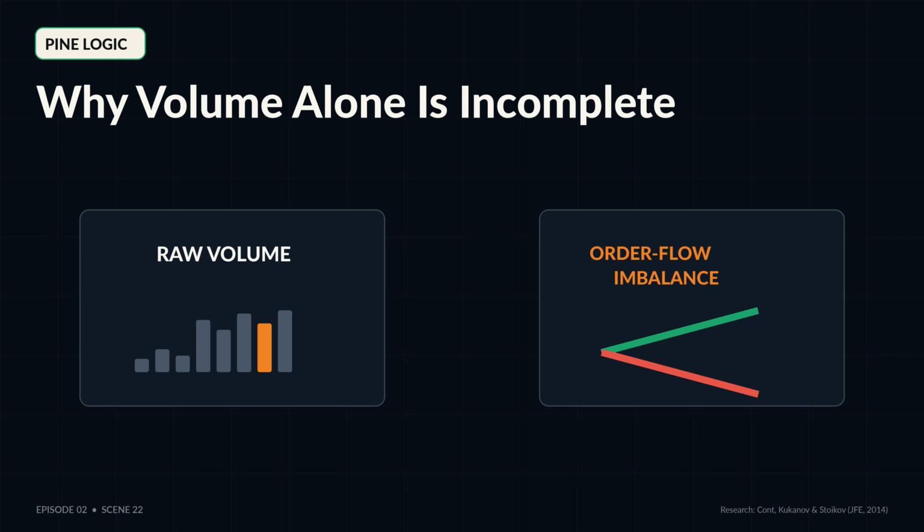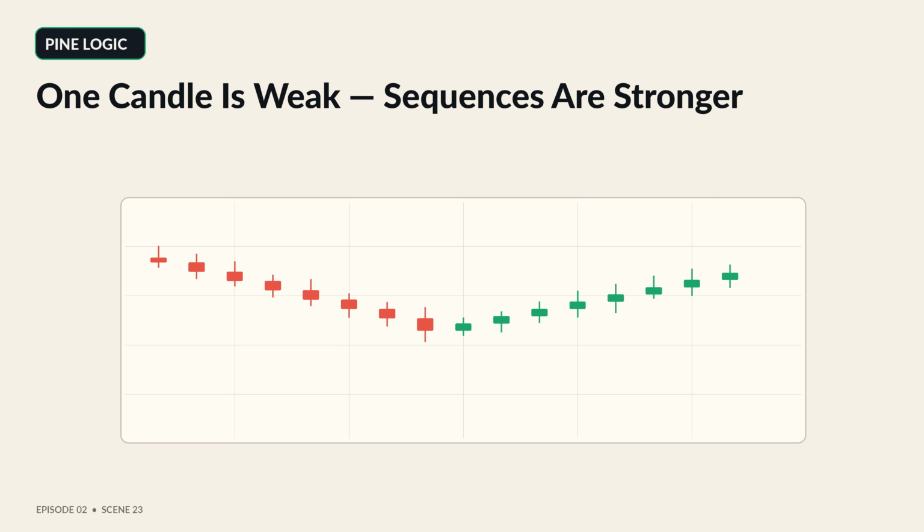A study of 50 U.S. stocks found short-term price changes were more tightly related to imbalance in order book events at the best bid and ask than to trade volume alone. That is the missing layer, not just how much traded, but what happened to supply and demand at the book.